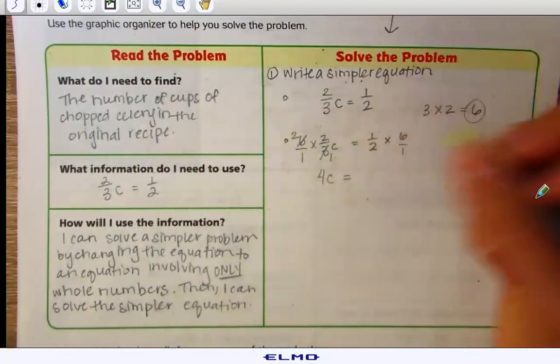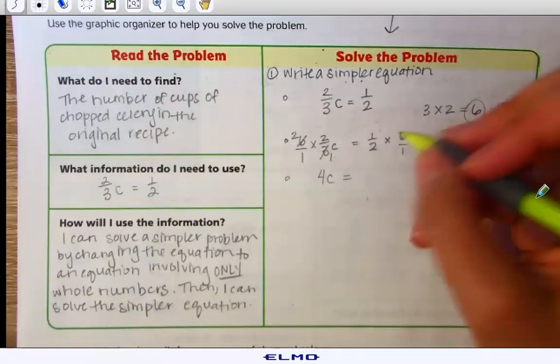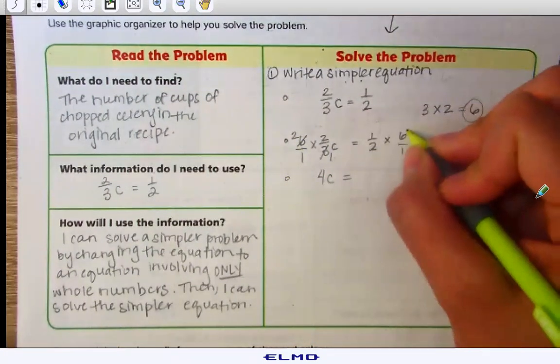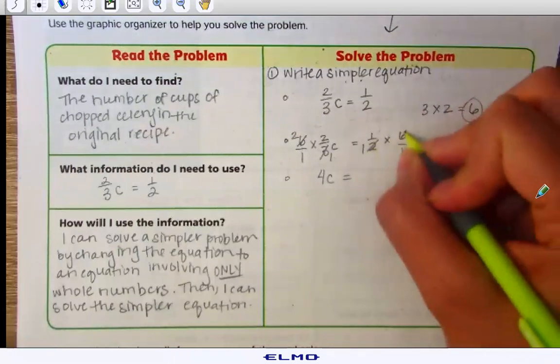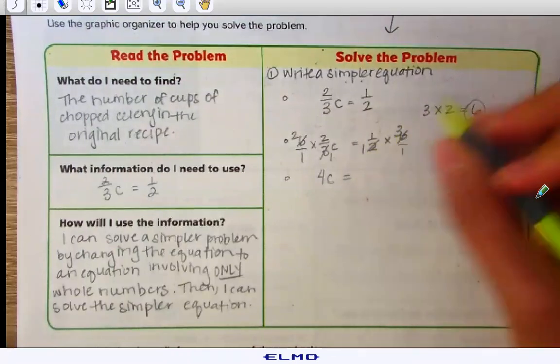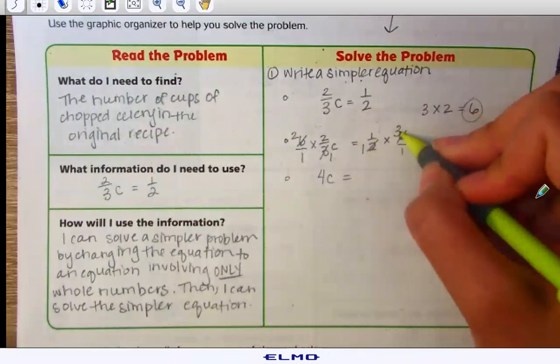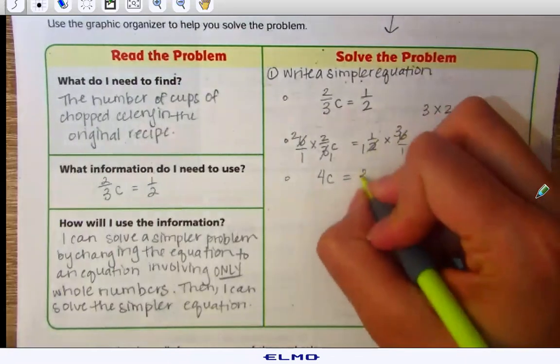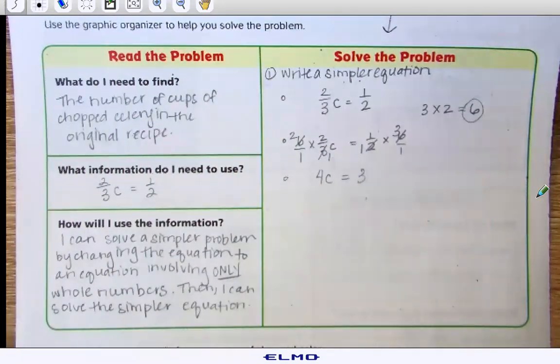So I have 4c. And then I know 2 is a factor of 6, so 2 goes into itself once, 2 goes into 6 3 times. This should be 3, and then 3 divided by 1 is 3. So you should have 4c equals 3.